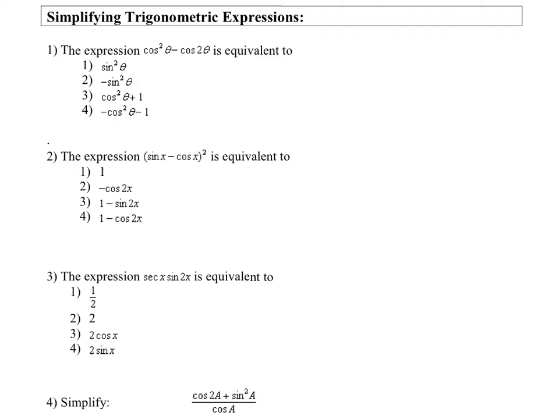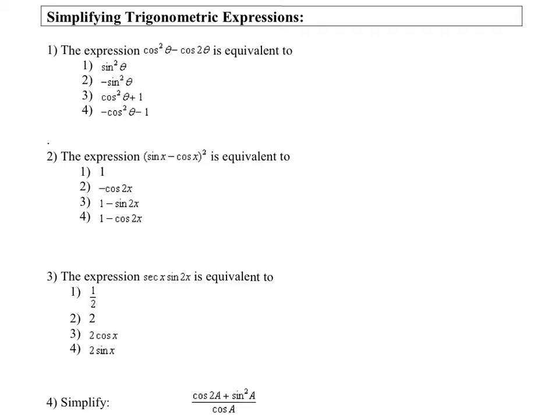Here are the detailed answers to the review sheet for the test. Before you start, you're going to need your notes for sum and difference formulas. You're going to need your green sheet for the simplifying trig expressions, and you're going to need the double and half angle formulas. So go ahead and find those before we start.